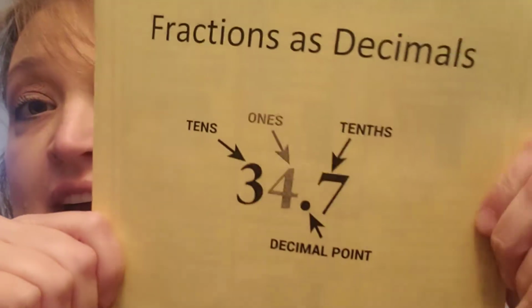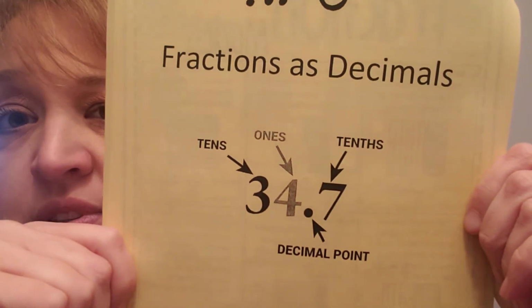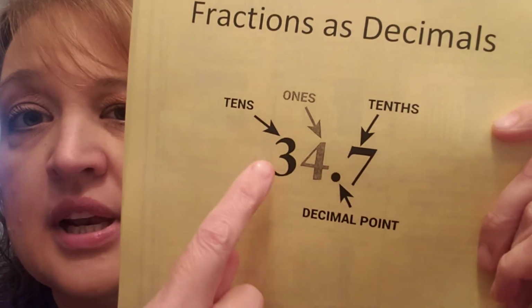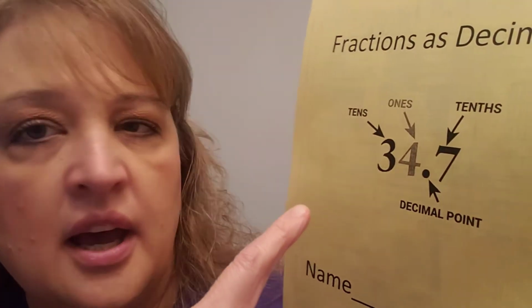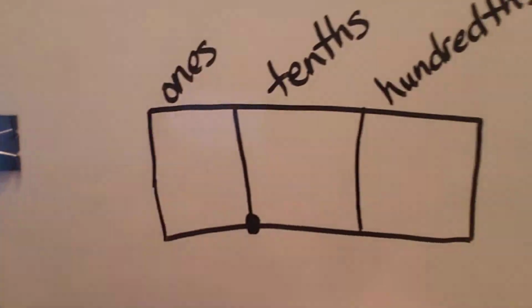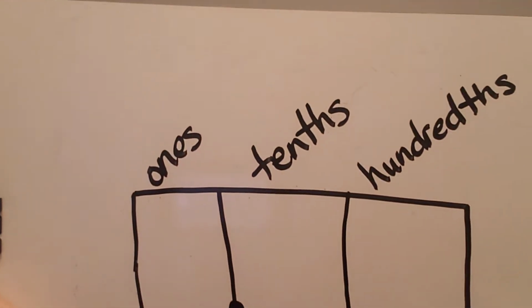All right, friends, today we are moving to NF6. NF6 is having to do with fractions as decimals. So we're going to talk about the different place values to numbers. Okay, and I've set up a little place values chart.